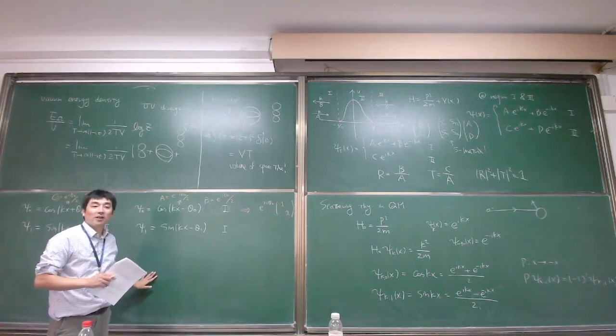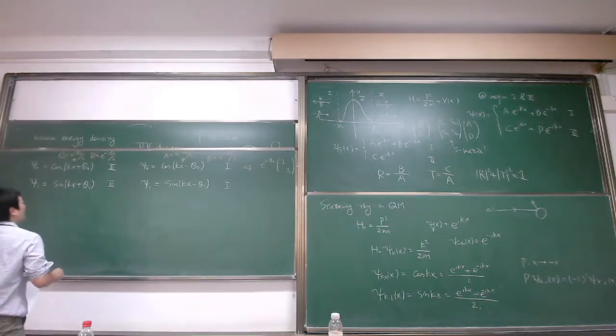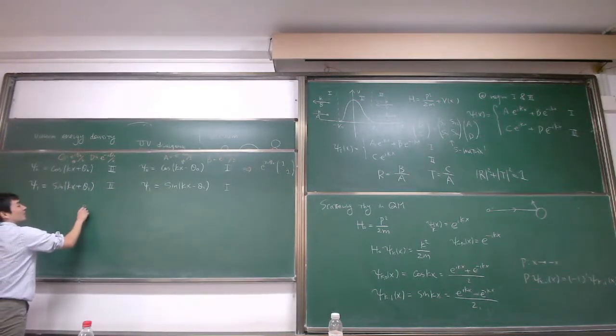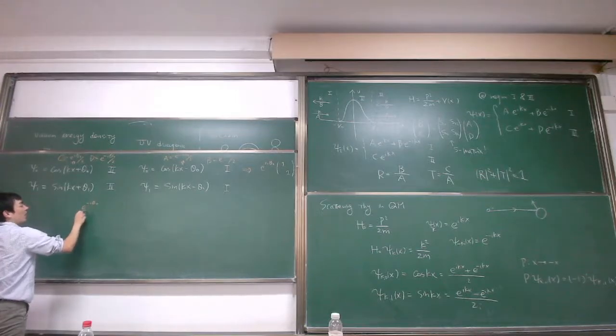Okay, some students are not following. So AD is essentially e to the minus I theta naught. I don't care about the overall coefficient. This is AD.